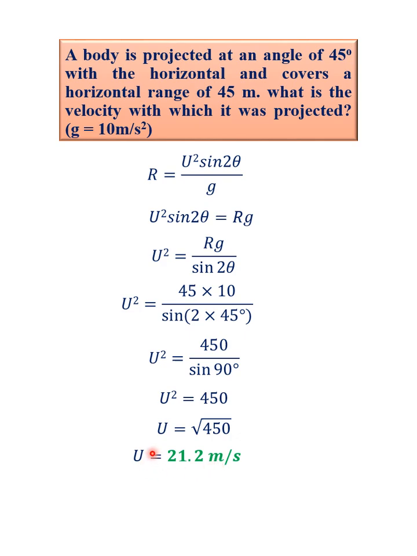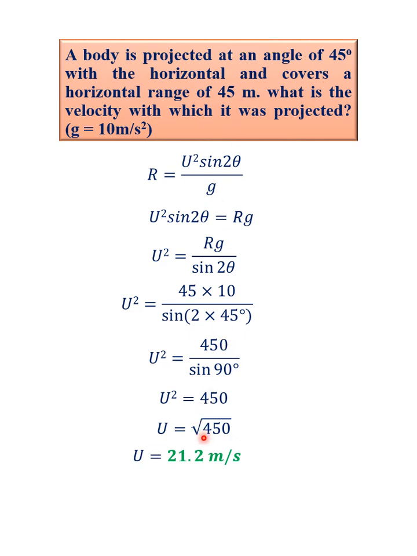So the speed with which the object or the body was projected as asked in the question is 21.2 meters per second. Under this condition, take note, with a speed of 21.2 meters per second and an angle of 45 degrees, the highest range you can ever get is 45 meters.